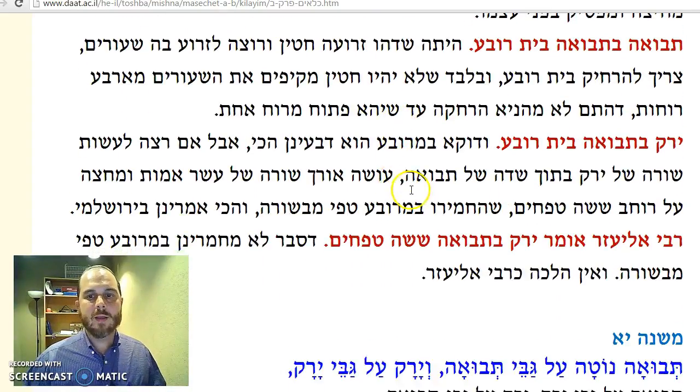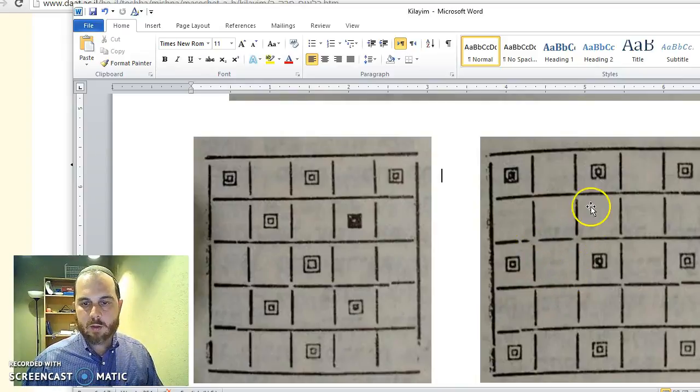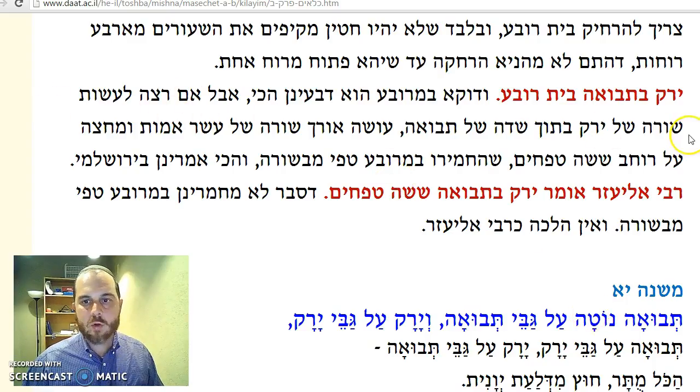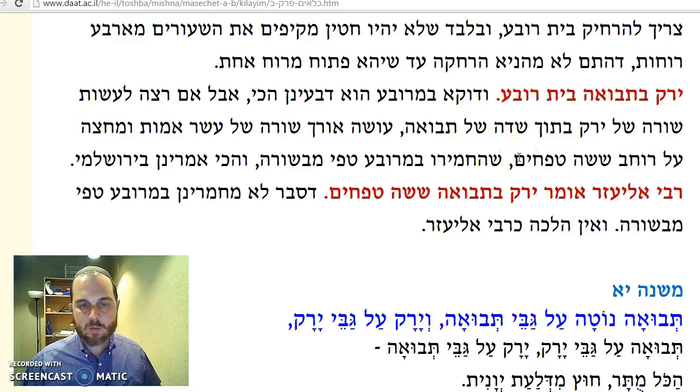The Bartanura explains that yarak b'tvua Beit Rova, he says, this is davka meruba. This is only if I'm planting squares. Remember, like we looked before, these are all squares. So I have to have a distance of Beit Rova. But if I want to do a shura shel yerek b'toch sadeh shel tvua, if I want to have in my field of grain a row of vegetables, oseh orech shura shel 10 amot umechza, I can make a row that's 10 or 10 and a half amot long, a rochav shishat tfachim, only a width of 6 tfachim. So all I need is a row. I need it to be 10 amot long, but only 6 tfachim wide.